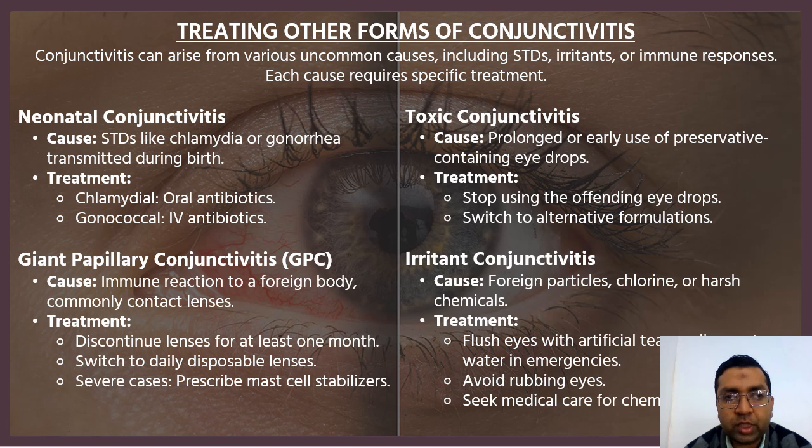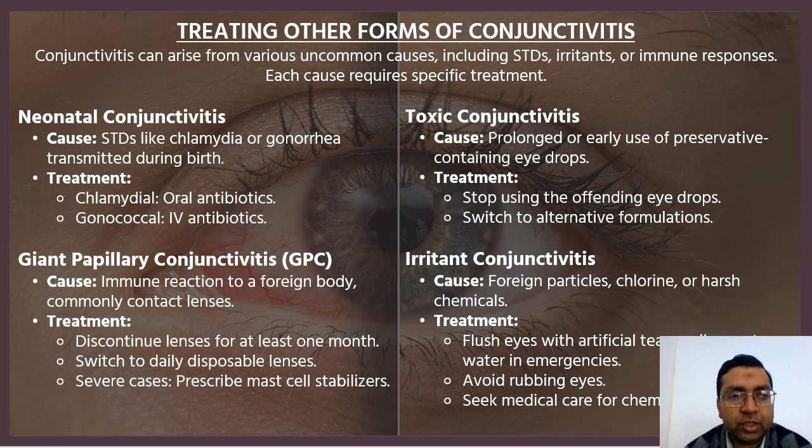Toxic conjunctivitis means prolonged or early use of preservative-containing eye drops. If a person is taking them, it may lead to toxic conjunctivitis. Irritant conjunctivitis: if a foreign particle, chlorine or harsh chemical enters our eye, it may ultimately cause redness of the eye. So we can flush the eye with artificial tears, avoid rubbing the eye, and seek medical attention.